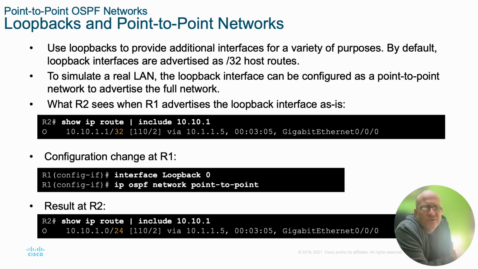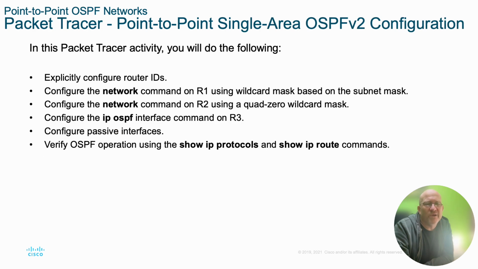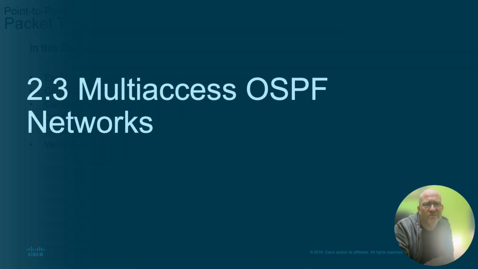Loopbacks obviously are used for ID. They can be propagated, but obviously a loopback is automatically a point-to-point system because it goes nowhere. It's a dead end, but it can be used as an ID or can be used as a routable point of interest. So do this first Packet Tracer point-to-point configuration activity.